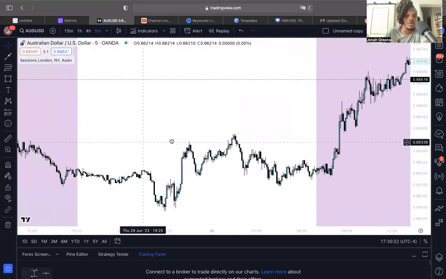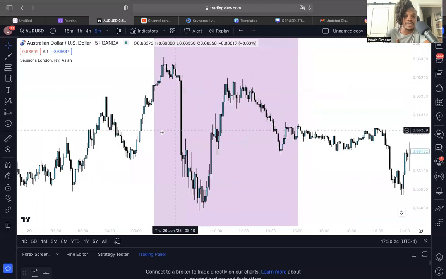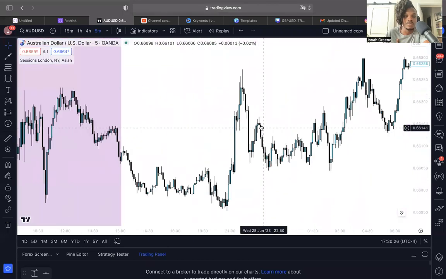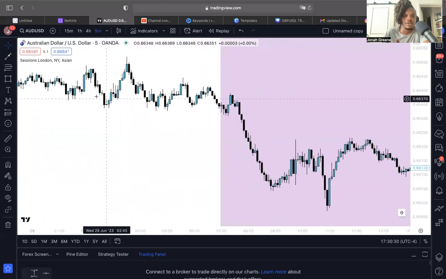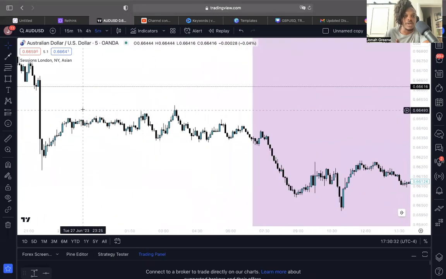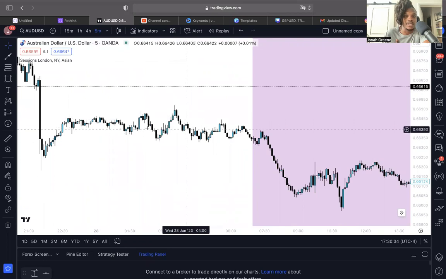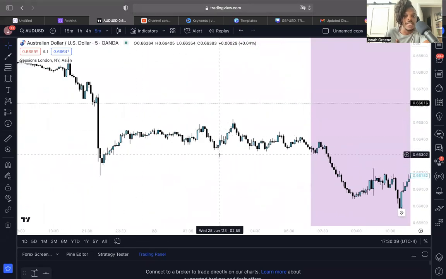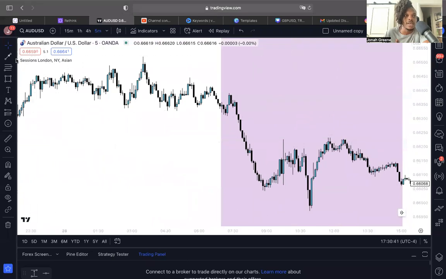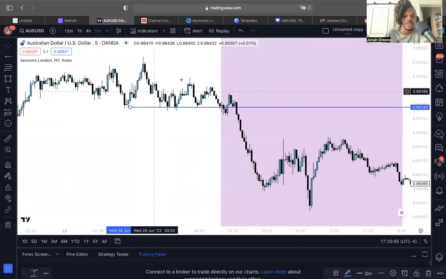So let's go back and continue to look. All right. We're just looking solely at New York only. Of course, right here you have the London session, which was consolidating. Actually, you have some of Asian going into the London session consolidating, but you see this low right here. That was broken.